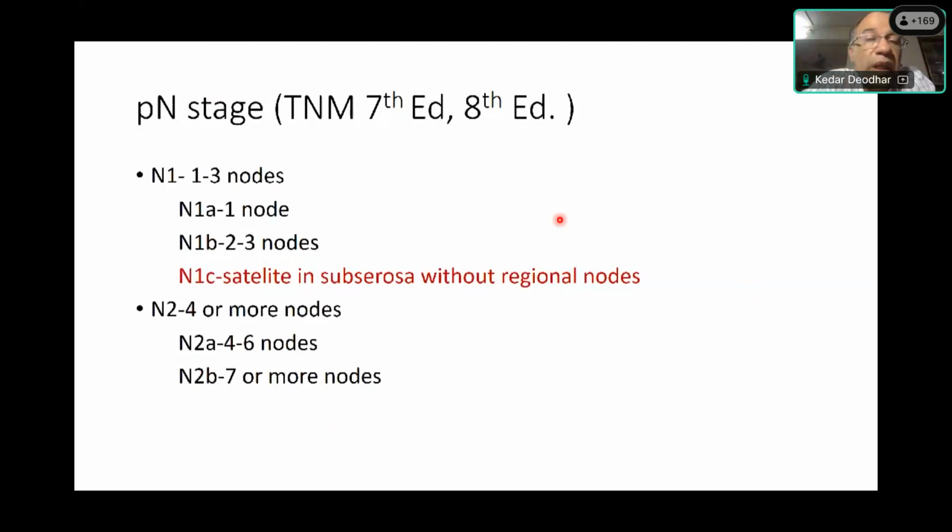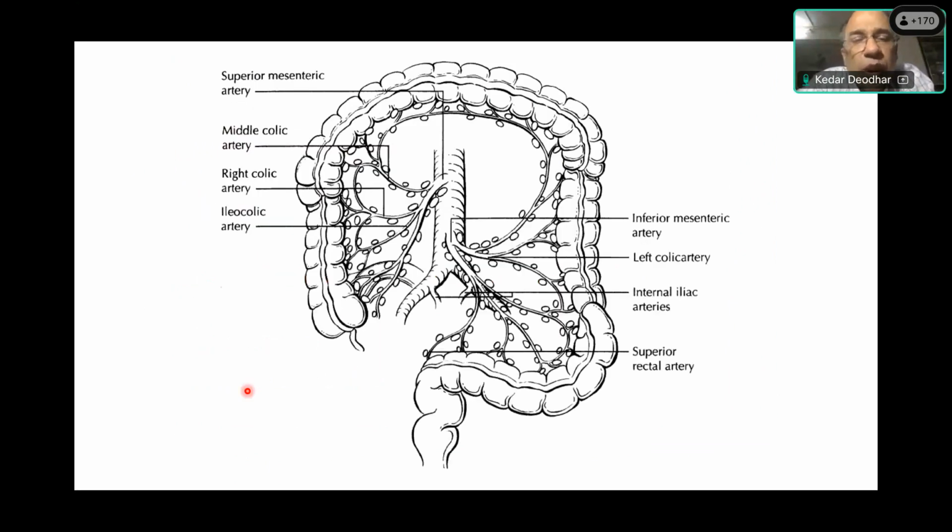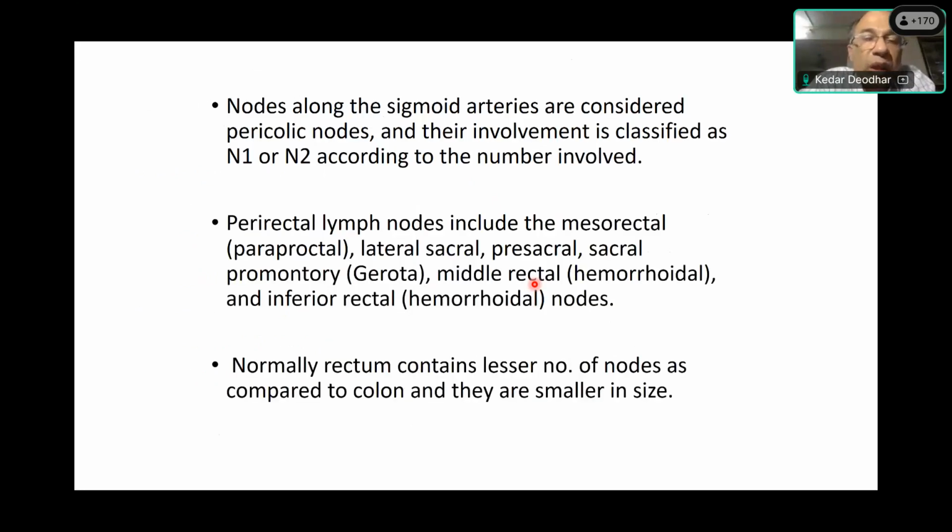So definitions of PN stage exist. N1 is N1A, 1 node, N1B, 2 to 3 nodes, and there is N1C. We'll look at this in the next 5 to 10 minutes. What is N1C, and we have N2 and N2B. These definitions exist. So coming to the nodes, basically nodes are along the blood vessels that supply the colon and the rectum. They are N1 and N2 depending on the number involved. We have the definitions available in minimum data sets. So perirectal lymph nodes include lateral sacral, presacral, sacral, promontory, middle rectal.